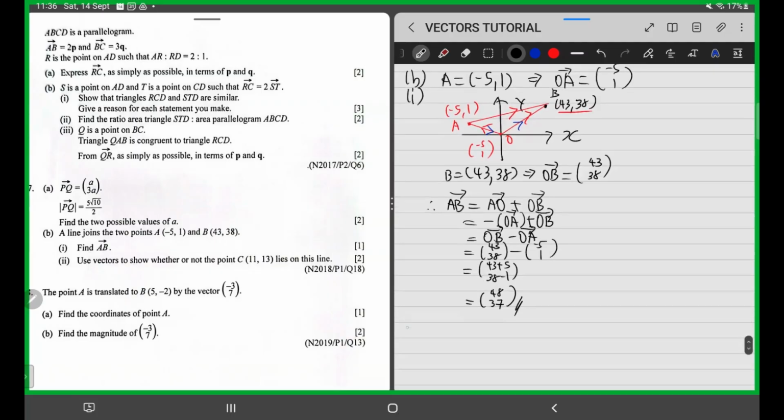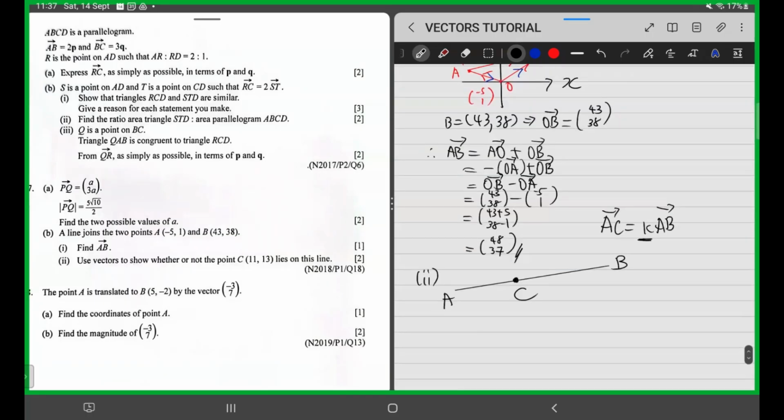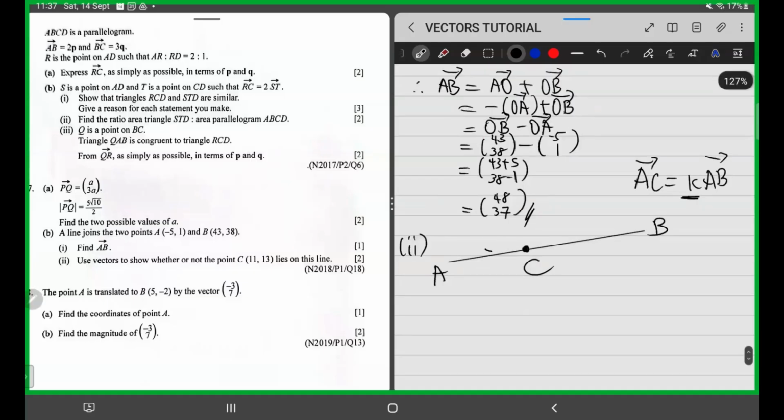Okay, then II. They say, use vectors to show whether or not C lies on this line. Now your thought process should be, if C lies on the line of AB, that means, I just illustrate, so this is A, this is B. If C lies on the line AB, that means AC must equal KAB, where K is a scalar. It must be the case. So how can we test whether it lies on the line or not? First thing, we need to find what is AC.